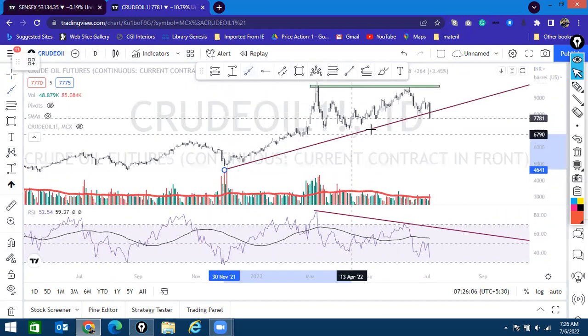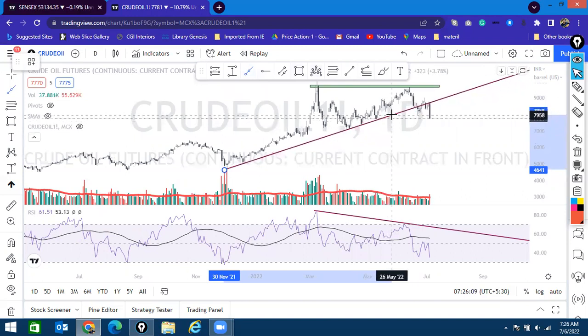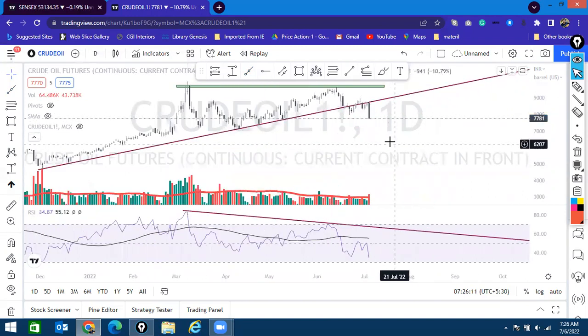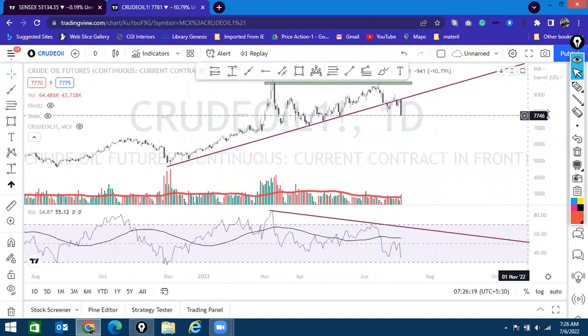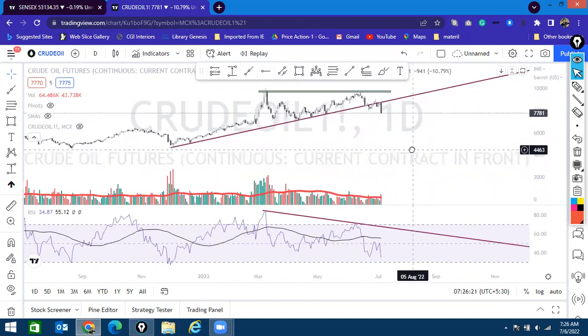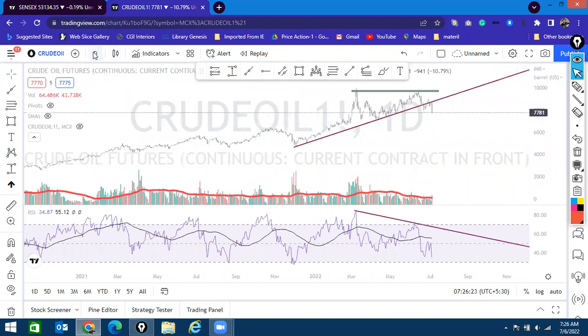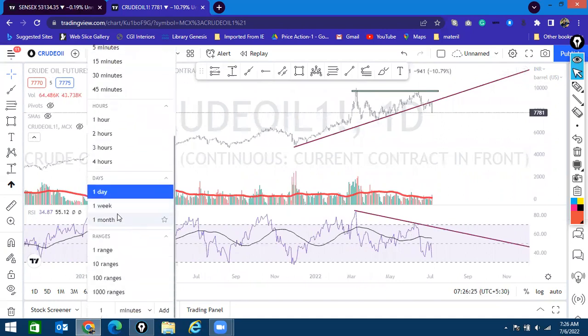Crude also broke a trend line here, correct? If I draw a trend line here, it broke this trend line, then the retest was also completed, and again a big fall, right? So what will be the next level in crude? We'll check it on a weekly basis.